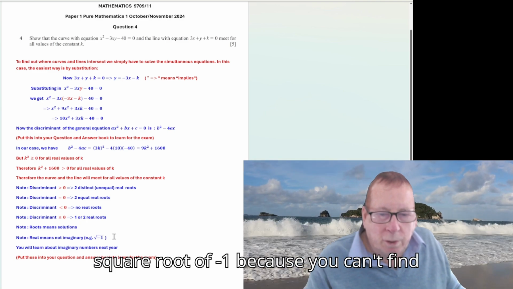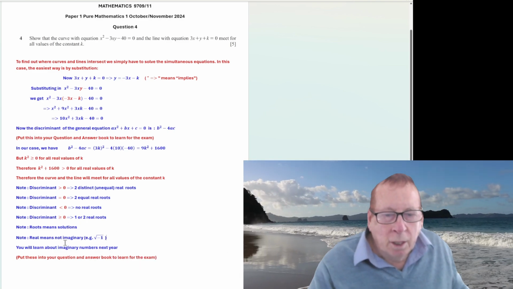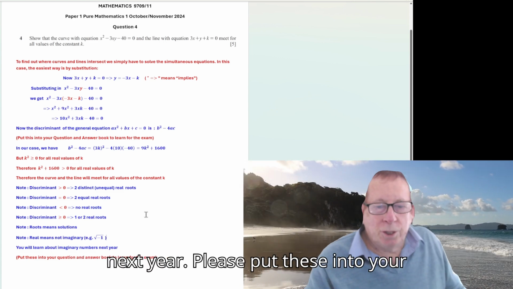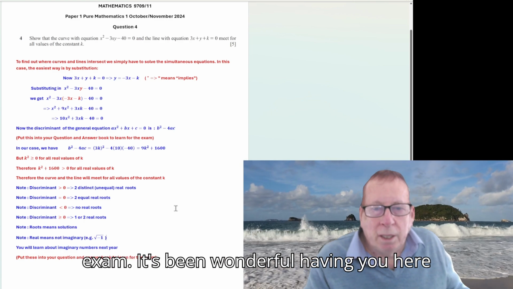For example, the square root of minus 1, because you can't find the square root of minus 1 as a real number. You'll learn more about imaginary numbers next year. Please put these into your question answer book and learn for the exam.